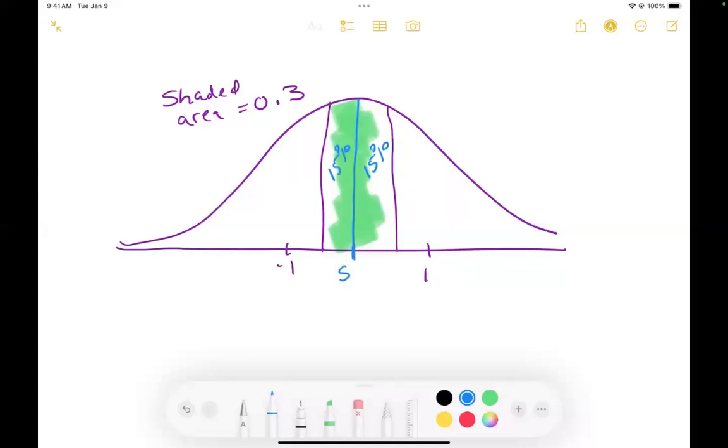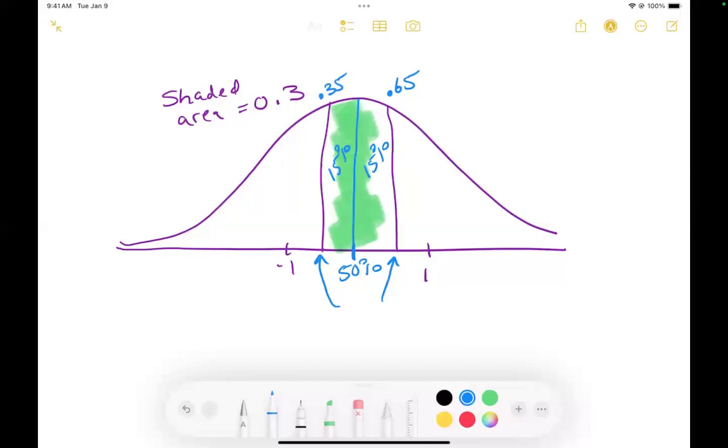Remember, this is the 50% mark, right? Therefore, what I'm going to put into my inverse norm is going to be 50% plus 15%. I'm going to put 0.65. And then 50% minus 15% is right here, 0.35. But this z-score and this z-score are going to be exactly the same, but the one on the left will be negative and the one on the right will be positive, just so you know.